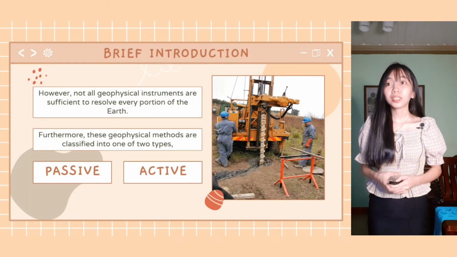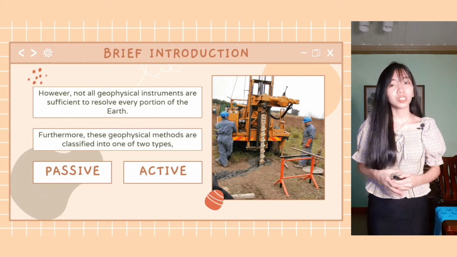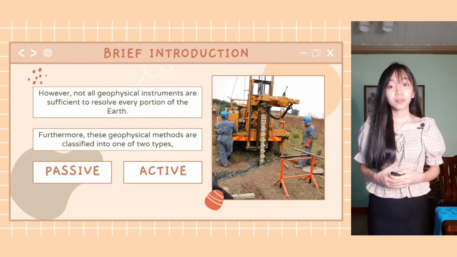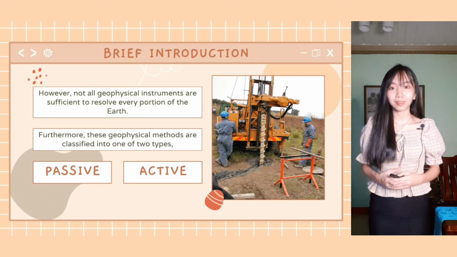However, not all geophysical instruments are sufficient to resolve every portion of the Earth. Some methods are better in studying shallow portions of the Earth, while others can recover data even from the deepest parts of the Earth. Furthermore, these geophysical methods are classified into two types, the passive and active methods.